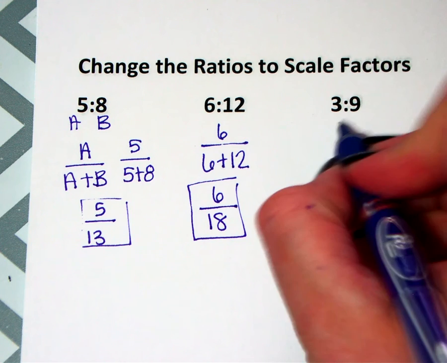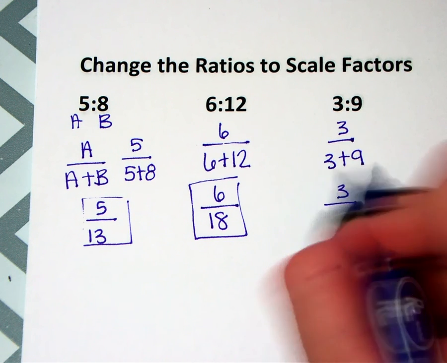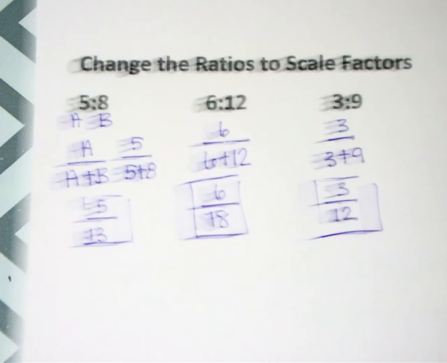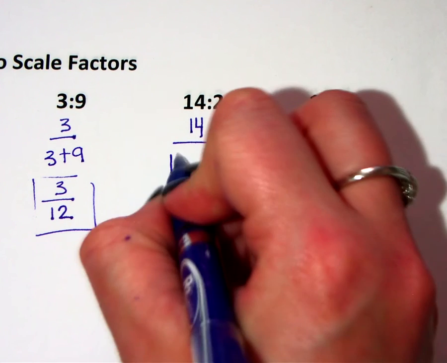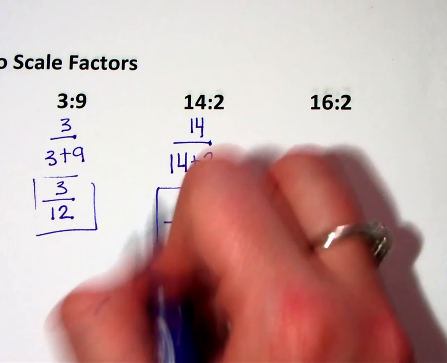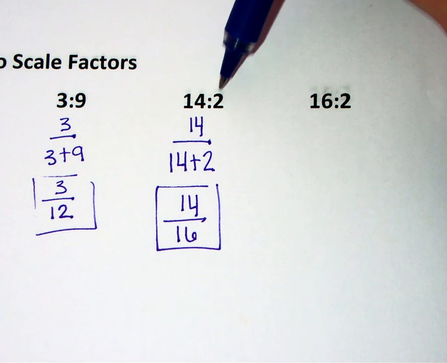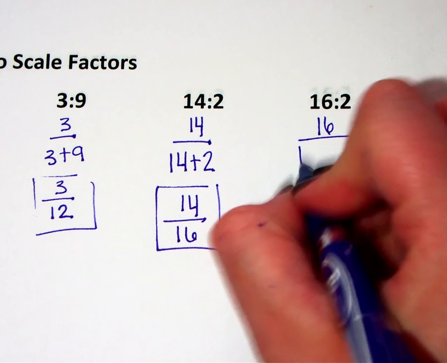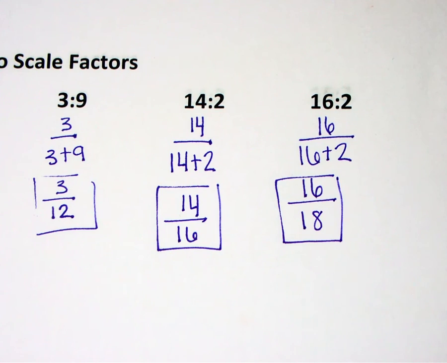Let's try another. 3 over 3 plus 9, and 3 plus 9 is 12. Let's do a few more. 14 over 14 plus 2, so 14 over 16. This means for every 14 of something I have, you only have 2 of them. And I have 14 out of the total 16. Last one, 16 over 16 plus 2 gives me a scale factor of 16 over 18.